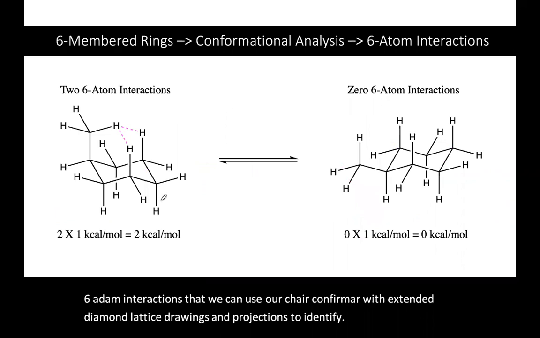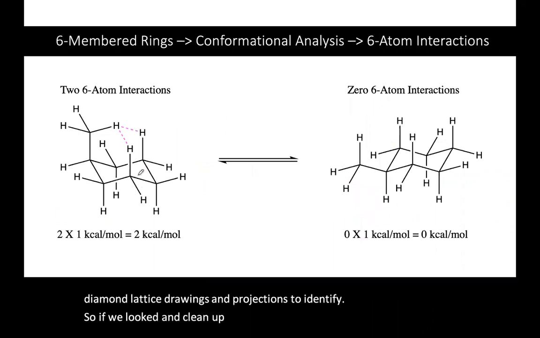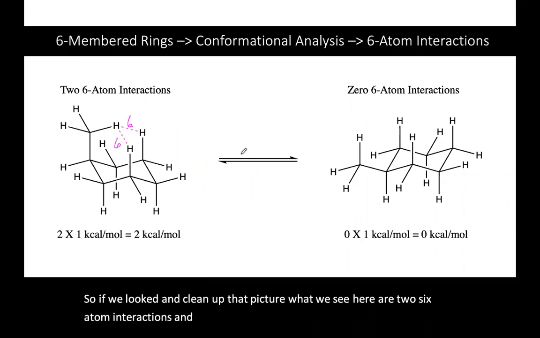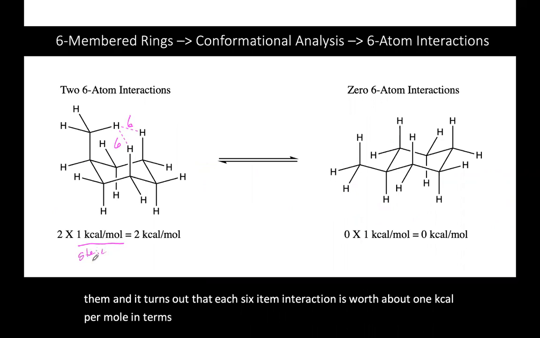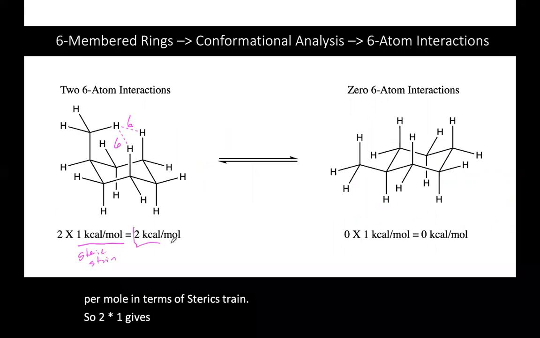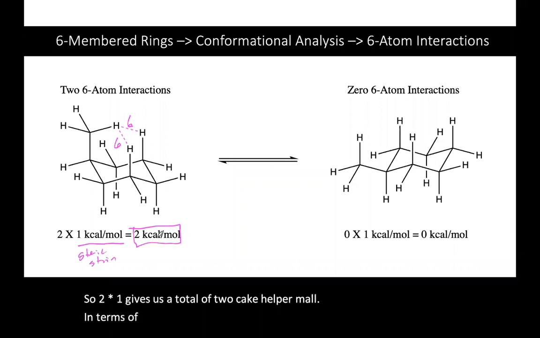So now if we look at and clean up that picture, what we see here are our 2 6 atom interactions, and I'll just put a little 6 next to those. There are 2 of them, and it turns out that each 6 atom interaction is worth about 1 kilocalorie per mole in terms of steric strain. So 2 times 1 gives us a total of 2 kcal per mole in terms of steric strain. This is positive energy and destabilizing.